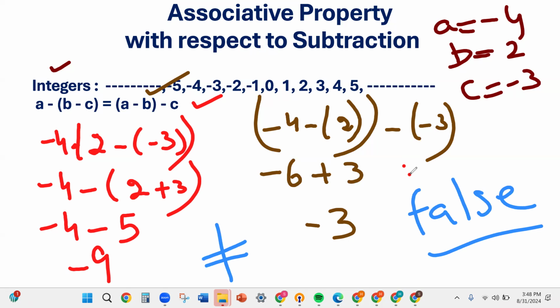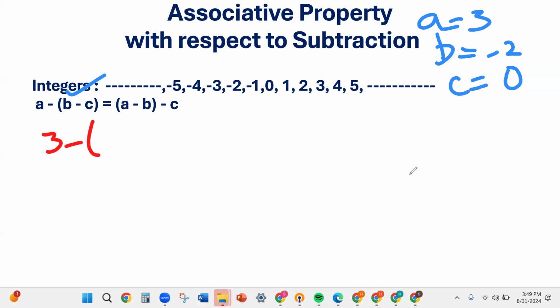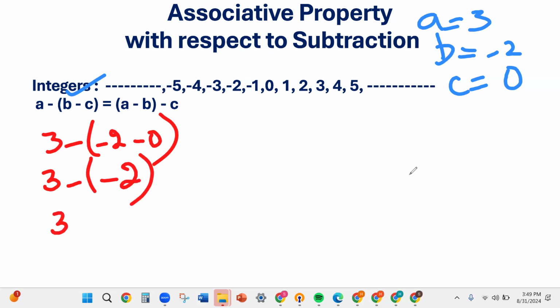Let's take one more example of associative property with respect to subtraction. Now you can take A is 3, B is -2, and C is 0. Substitute in the left-hand side. The left-hand side is A minus B minus C. 3 minus B is -2, and C is 0. Minus into minus is plus, and 3 plus 2 is 5.